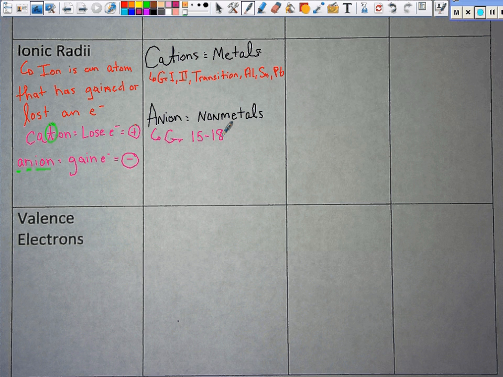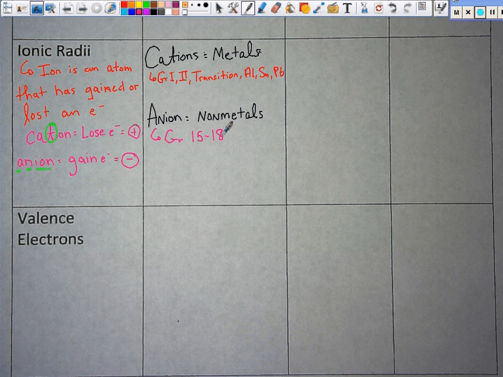One more little thing that I want to point out. Cations, we've already said right here, lose electrons. Well, when you lose an electron, what happens to your size? Your size will go down, because what's happened when you lose an electron? You drop an orbital, you drop a ring. So you lose an orbital, and that is the reason your size drops.